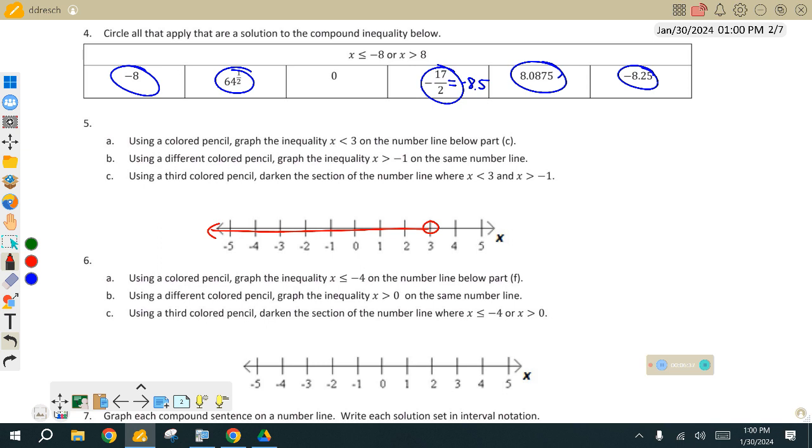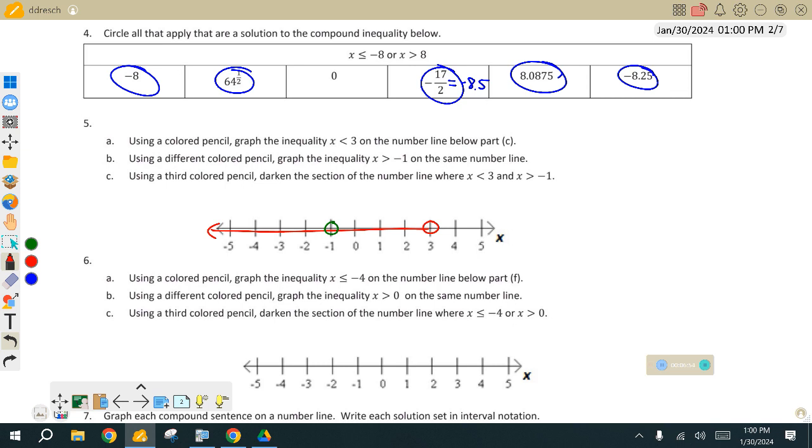Okay? -1. -1 is going to do what? Open or close? Open. And it's going to go to the right. Because it says greater than. Shade it to the right.